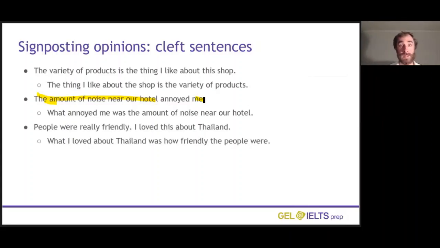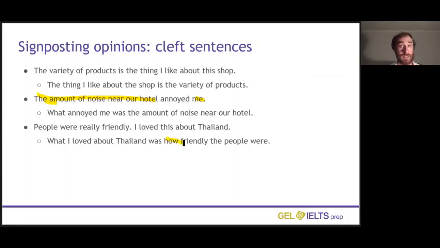Here we have 2 sentences. People were really friendly and I loved this about Thailand. So here I have an opinion about the level of an adjective. I have an opinion about the level of friendliness or how friendly people were. So I've added the word how. What I loved about Thailand was how friendly the people were.